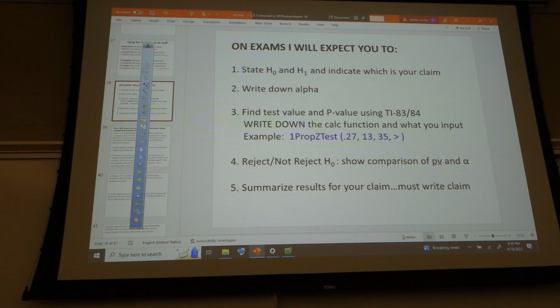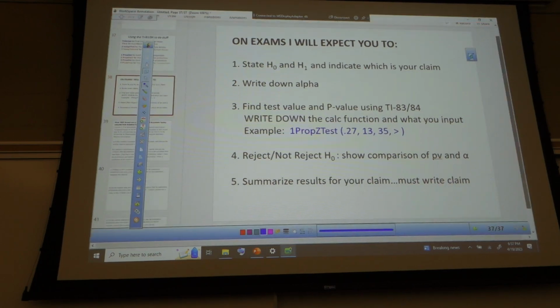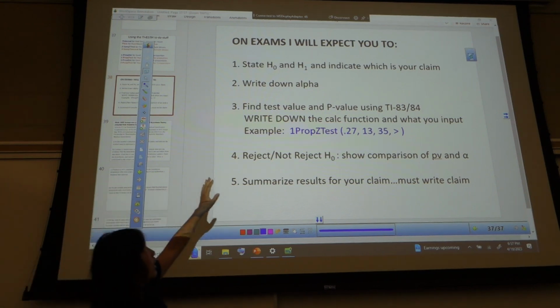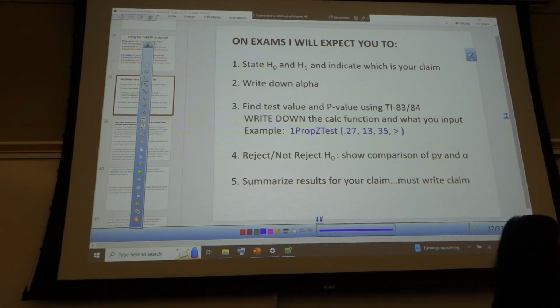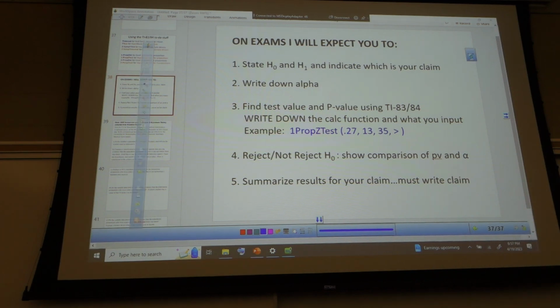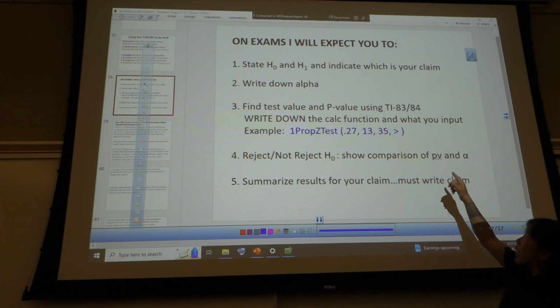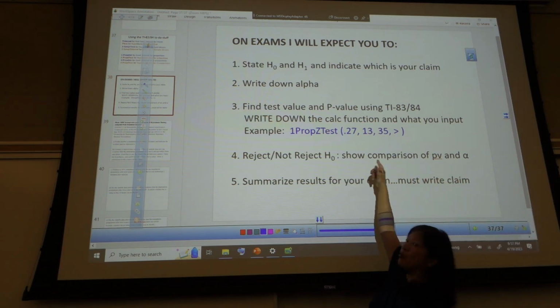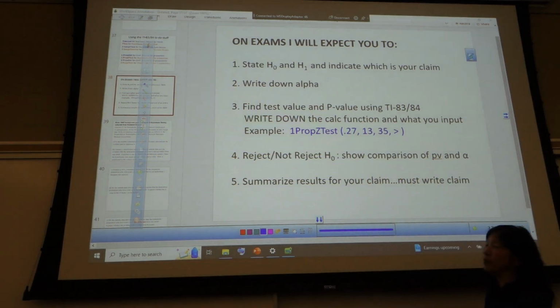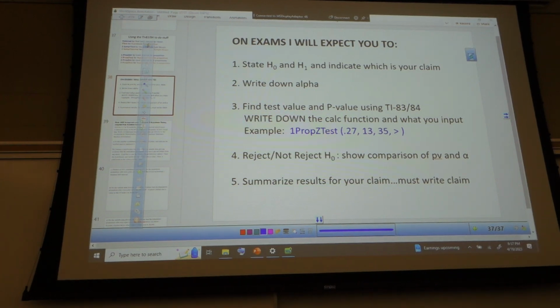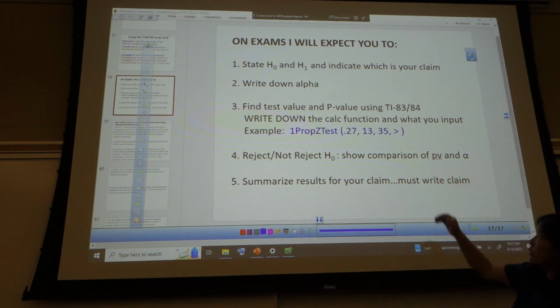On exams, I'll expect the following things. You need to do all of these steps. State H0 and H1, indicate which is your claim. Step 2, write down your alpha. Step 3, find your test stat, which is your z-score or t-score, and your p-value. And also, tell me what test you did and what numbers you put in there. I want to know that. I'm not making you folks draw a picture or look up critical values. None of that stuff. But at least show me this work here.